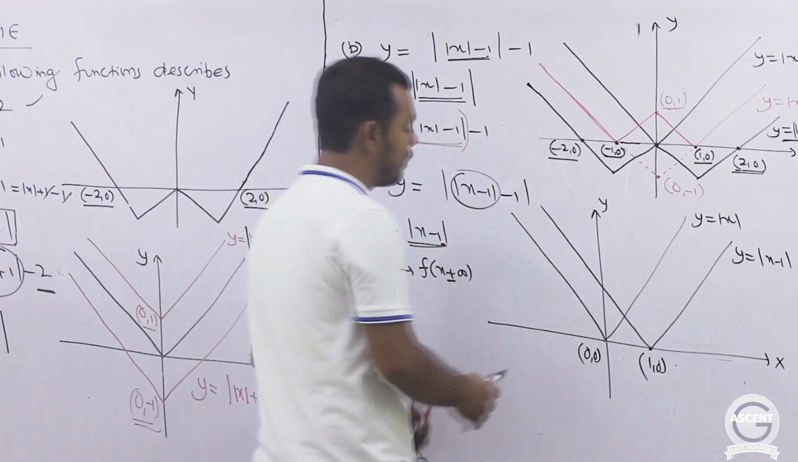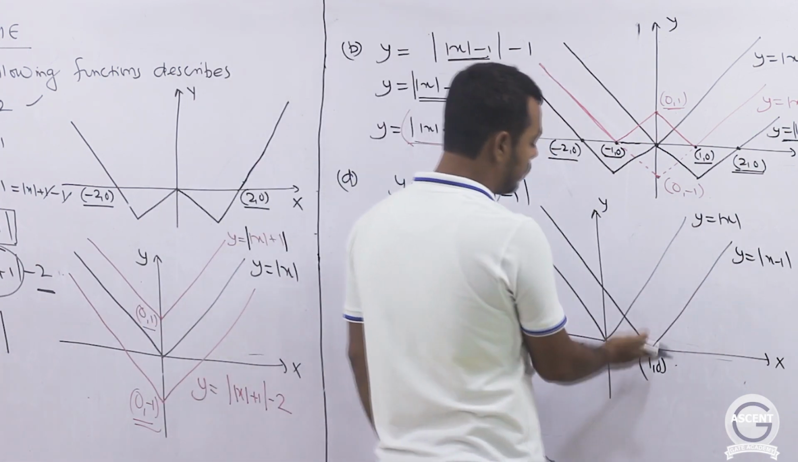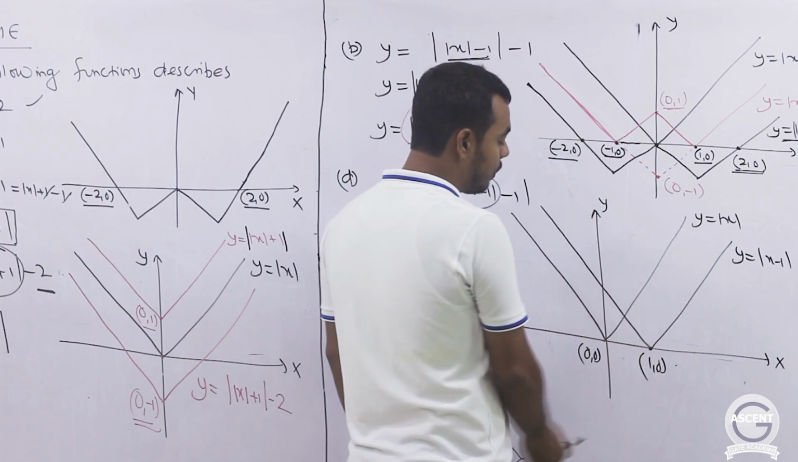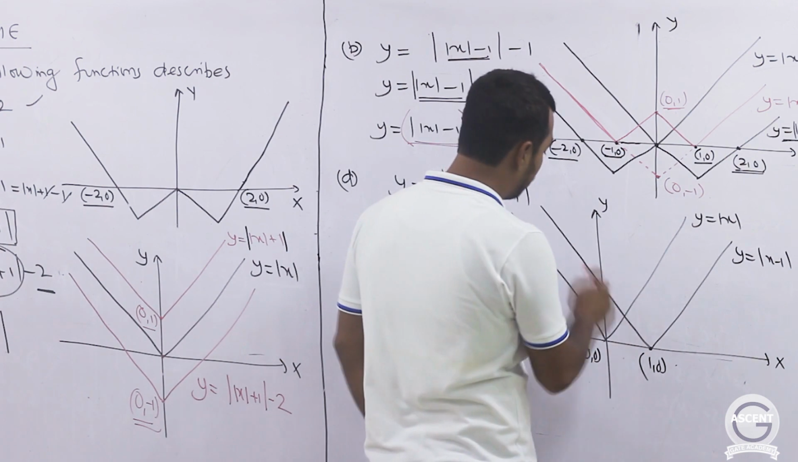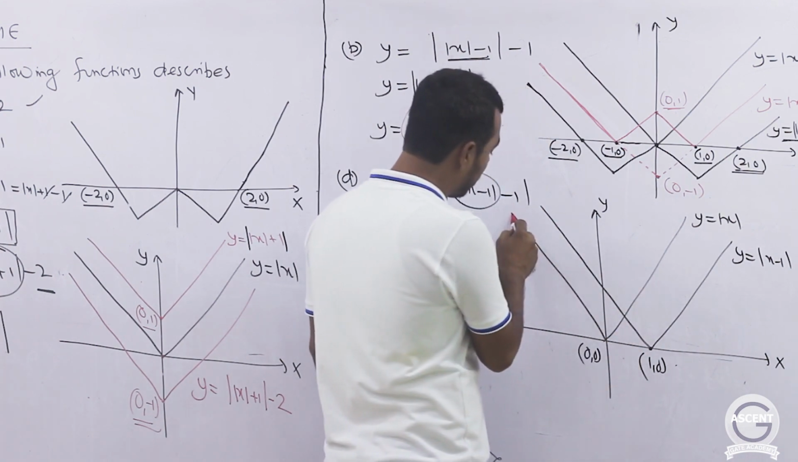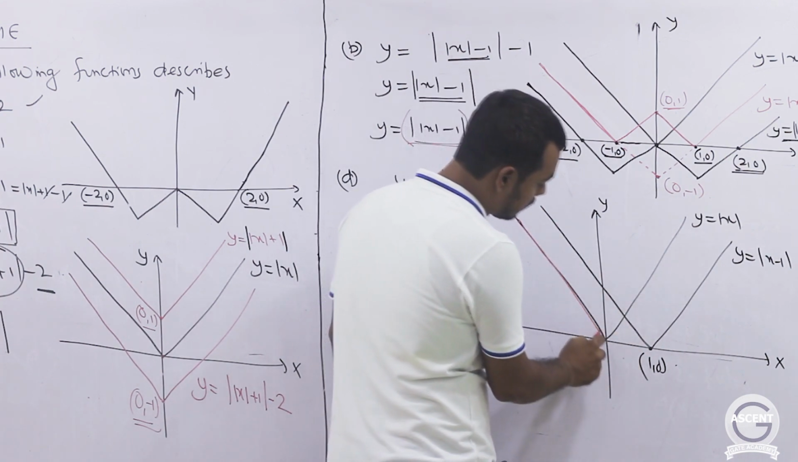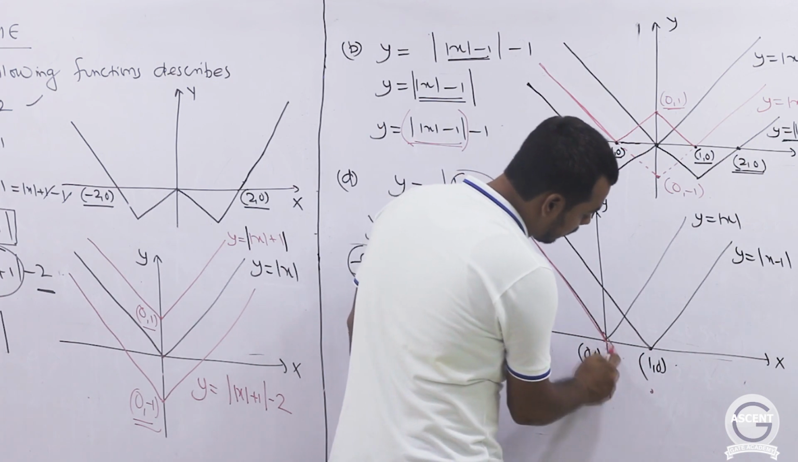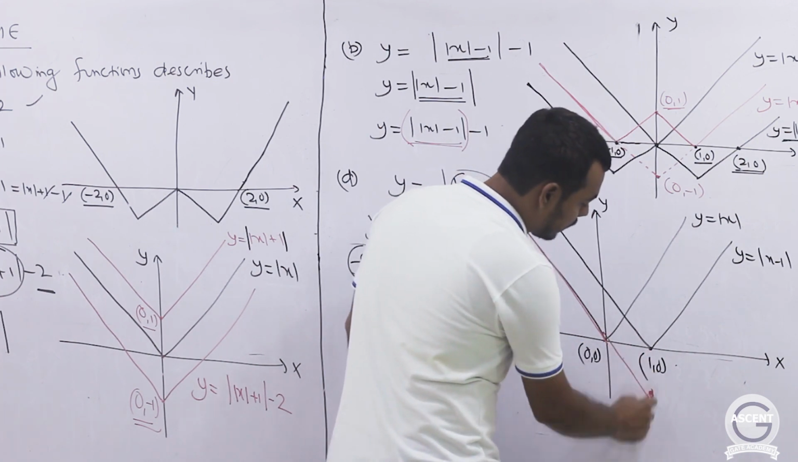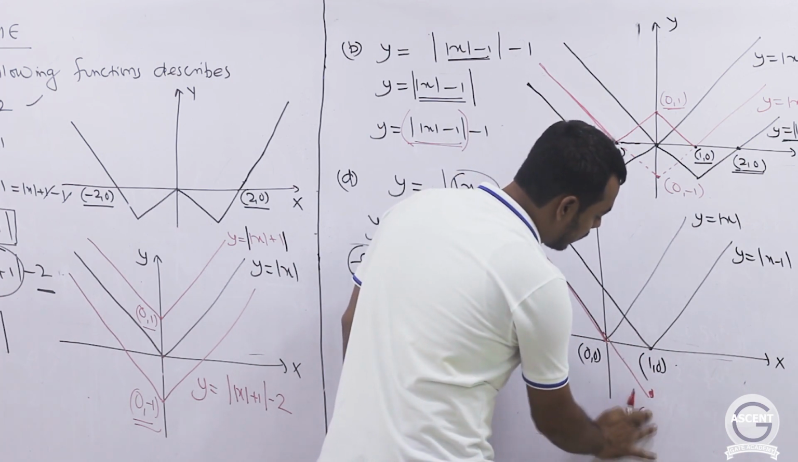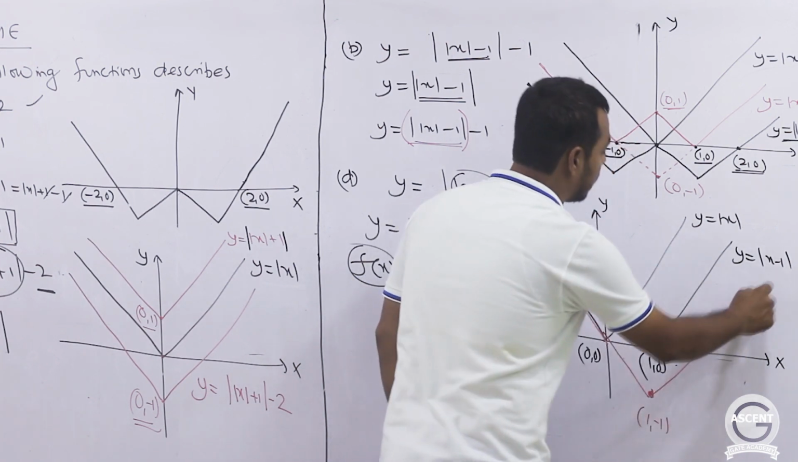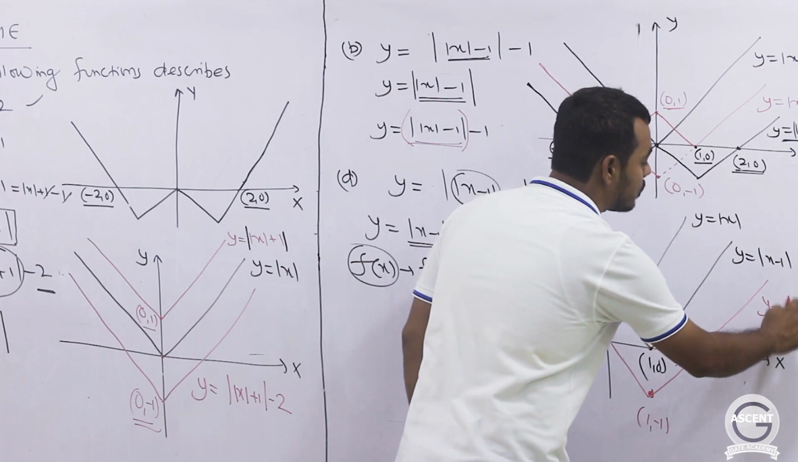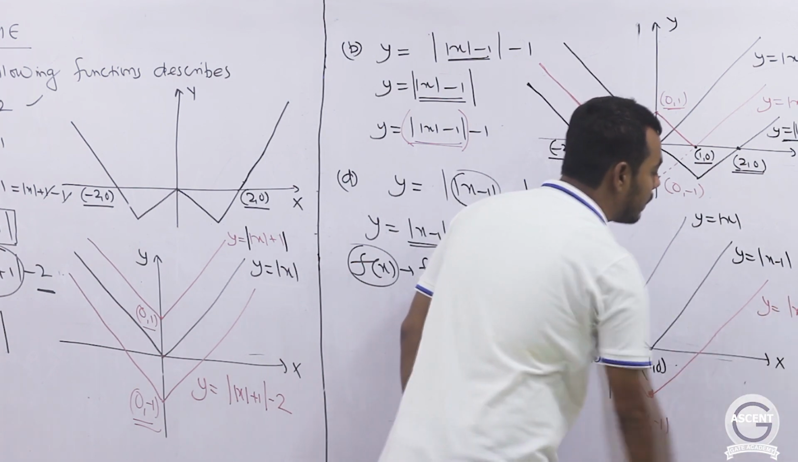So if you have to subtract 1 from this function, then it means you have to move this graph by 1 unit towards negative y axis. So if you shift this graph, then you will get a graph something like this. Okay, this point will move here. This was (1, 1), so here this point will be (1, -1). So you will get a graph something like this. This will be your graph of y equals ||x| - 1| minus 1.